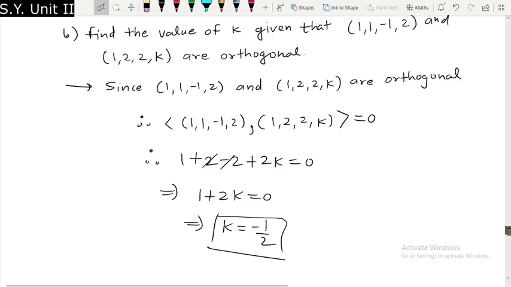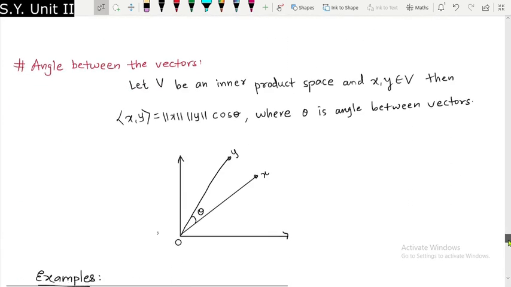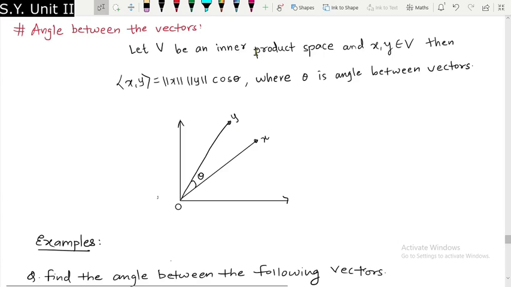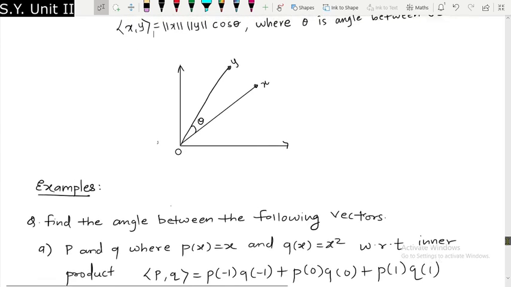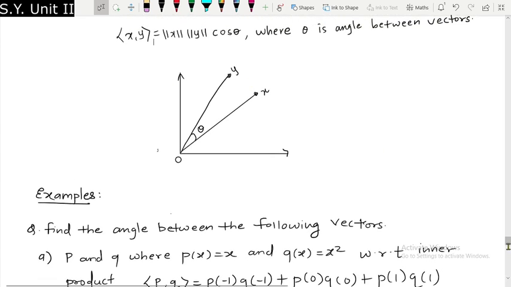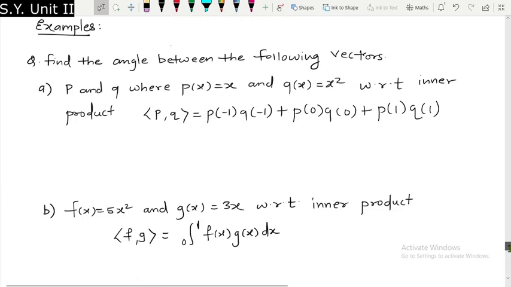Now we will jump towards the next concept, that is angle between the vectors. If V is the inner product space and x, y belong to V, then the formula for angle between the vectors is given somewhat like this, and this is simply the geometrical interpretation. If x is your vector and y is your vector, then inner product of x with y is equal to norm of x multiplied by norm of y cos theta, and you can easily prove it with the help of some geometrical construction, which we are not going to go into in detail. We are going to use this formula to find the angle between the vectors. So we'll see a few examples.